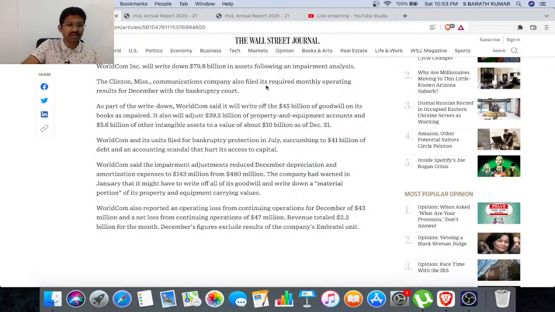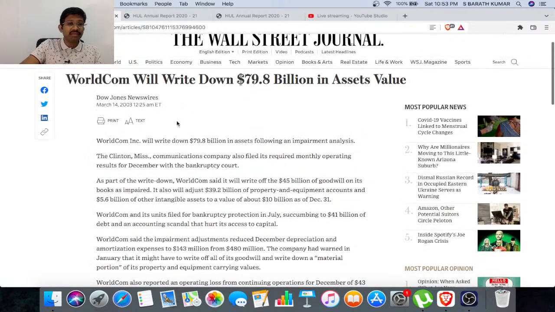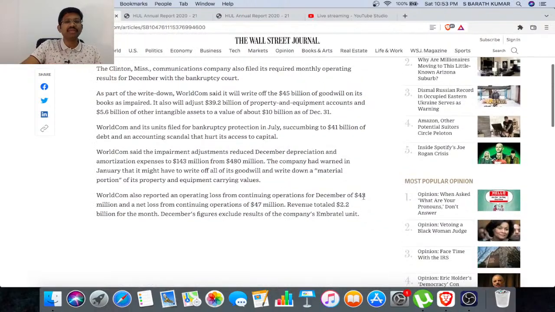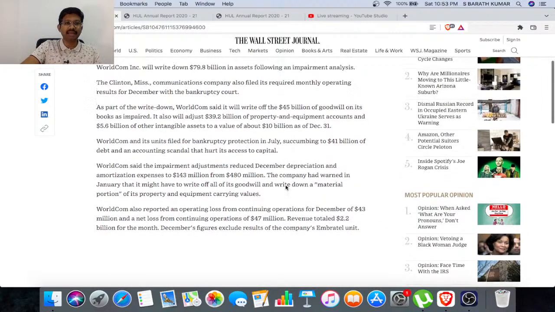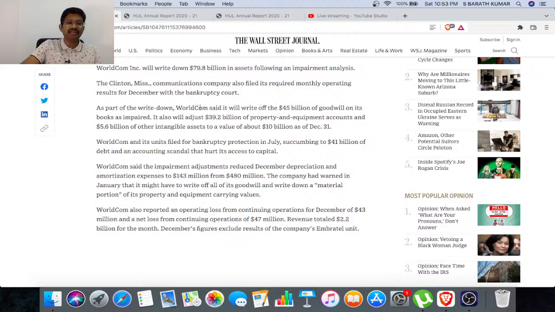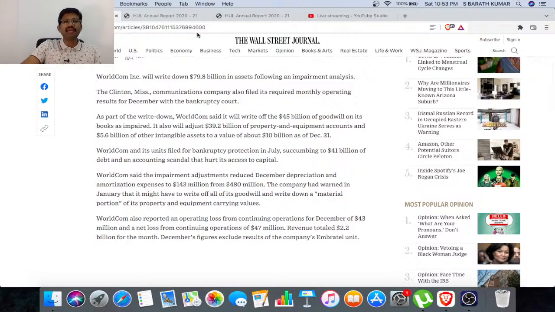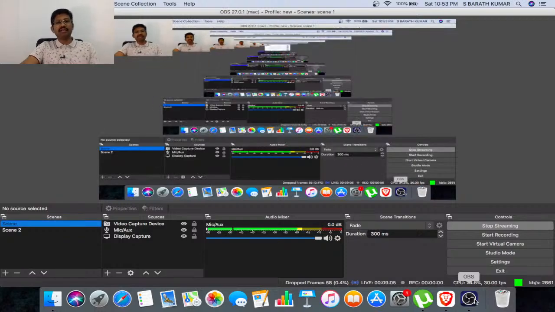Once they got caught, in 2003, it was one of the biggest frauds in the financial markets. You can see clearly here, WorldCom said it wrote off $45 billion of goodwill on its books as impaired. So basically it means that it cooked up the books and inflated the value of goodwill, which was actually not there, by almost $45 billion. So whenever we see something with suspicion, we always need to do a little bit of research.